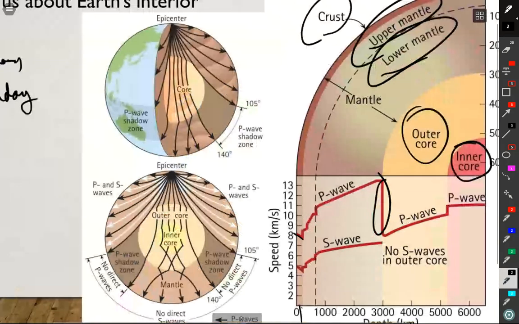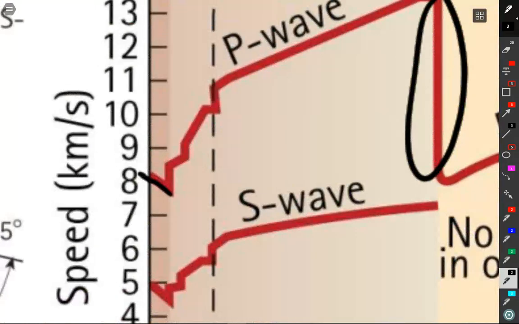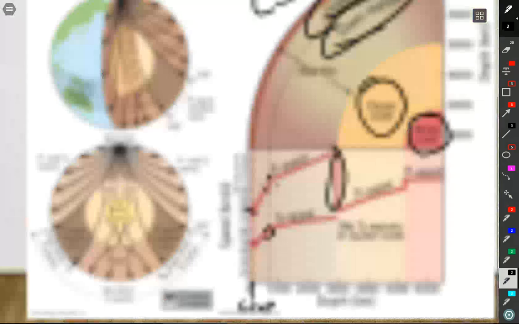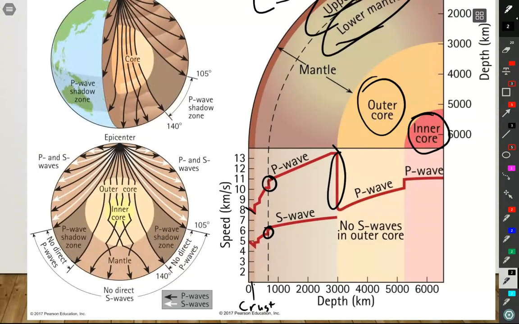And you can see, if you look at the speeds, that we do have some variation in the speeds that occur there at the Mohorovičić discontinuity, which is the boundary between the upper and lower.